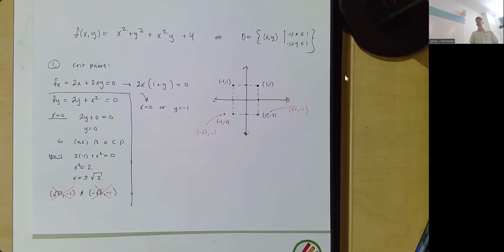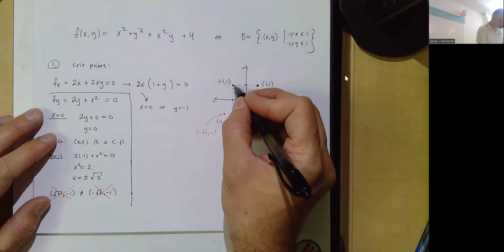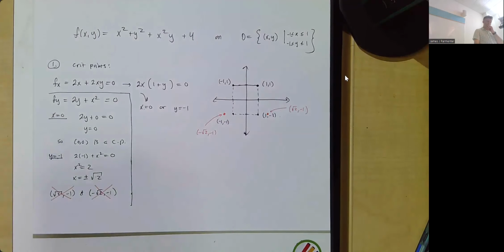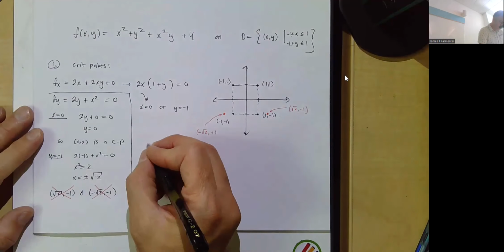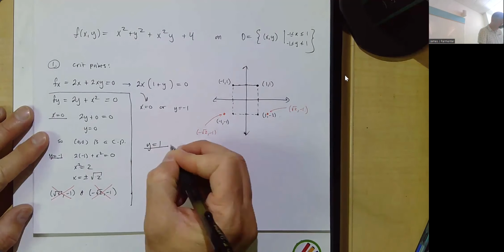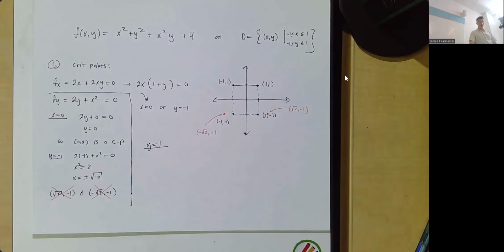All right, the second thing we have to do, which is a little bit more tedious, is to check out each boundary. So let's start with this line up here, y equal to 1. Along the line y equal to 1, we go back to our function and set all of the y's equal to 1. So watch for a second.